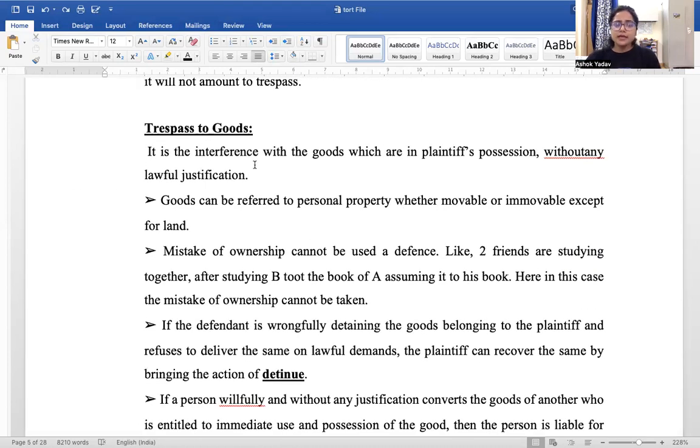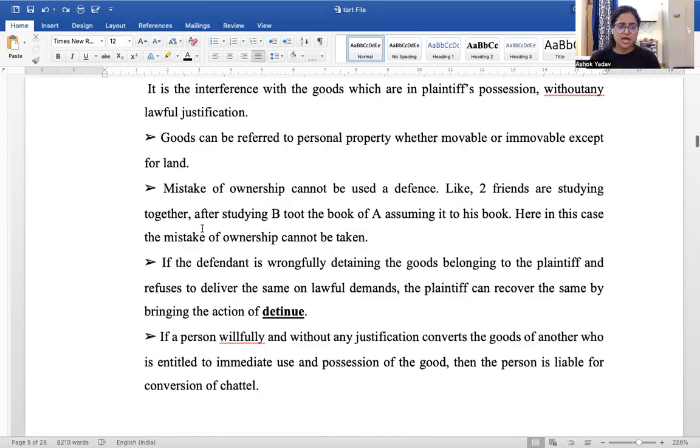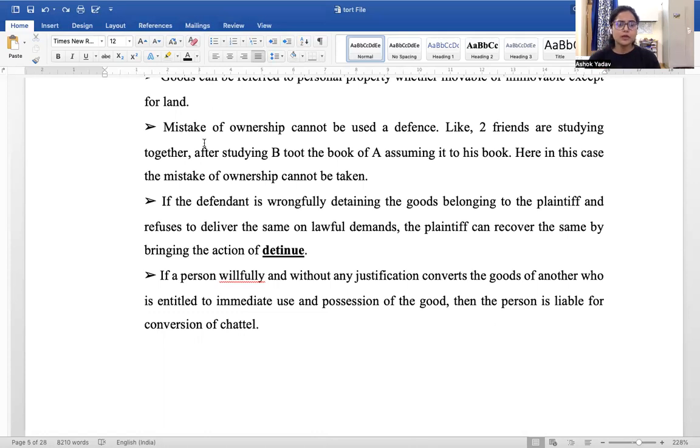Trespass to goods. It is the interference with the goods which are in the plaintiff's possession without any lawful justification. Goods can refer to personal property, whether movable or immovable, except for land. Mistake of ownership cannot be used as a defense. Like two friends are studying together. After studying, B took the book of A, assuming it to be his book. Here in this case, the mistake of ownership cannot be taken.